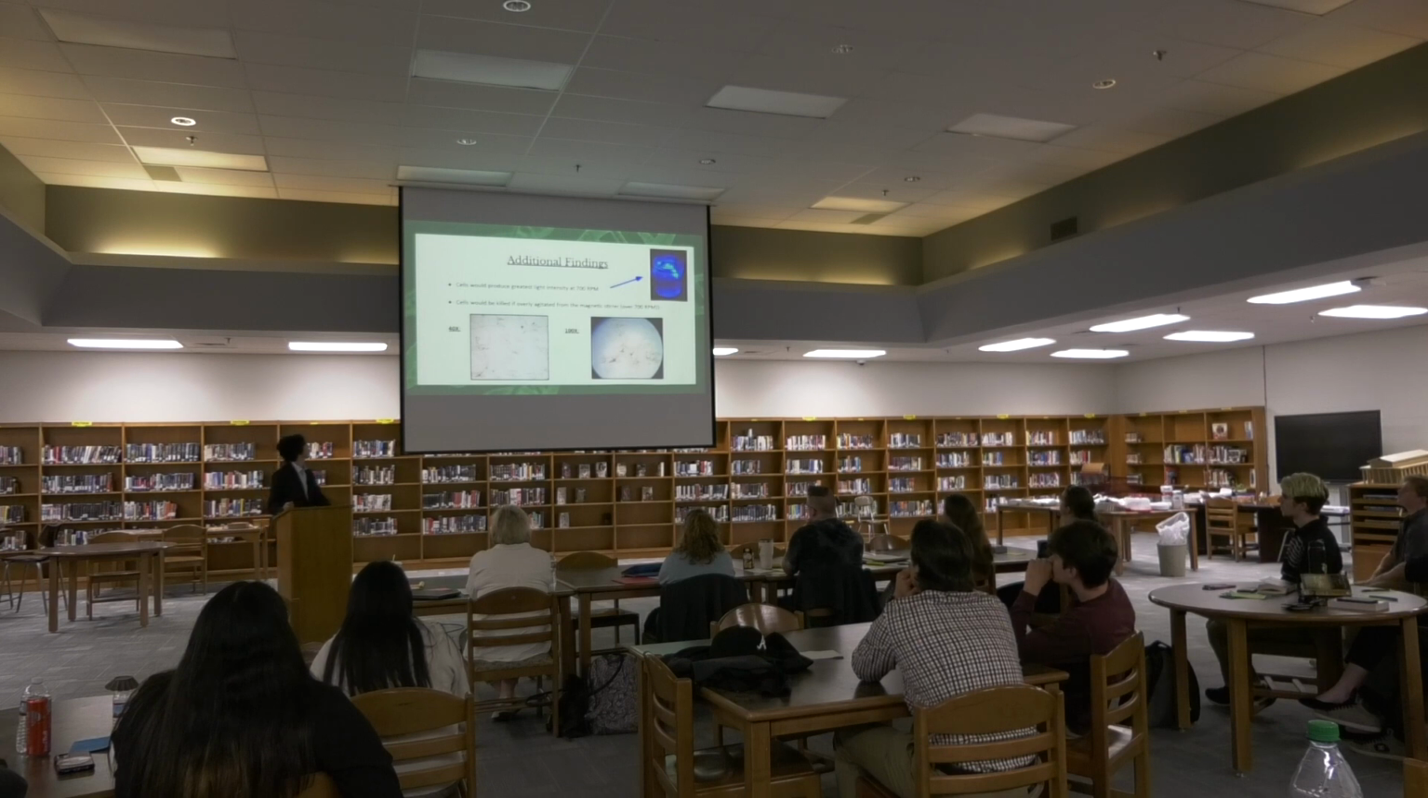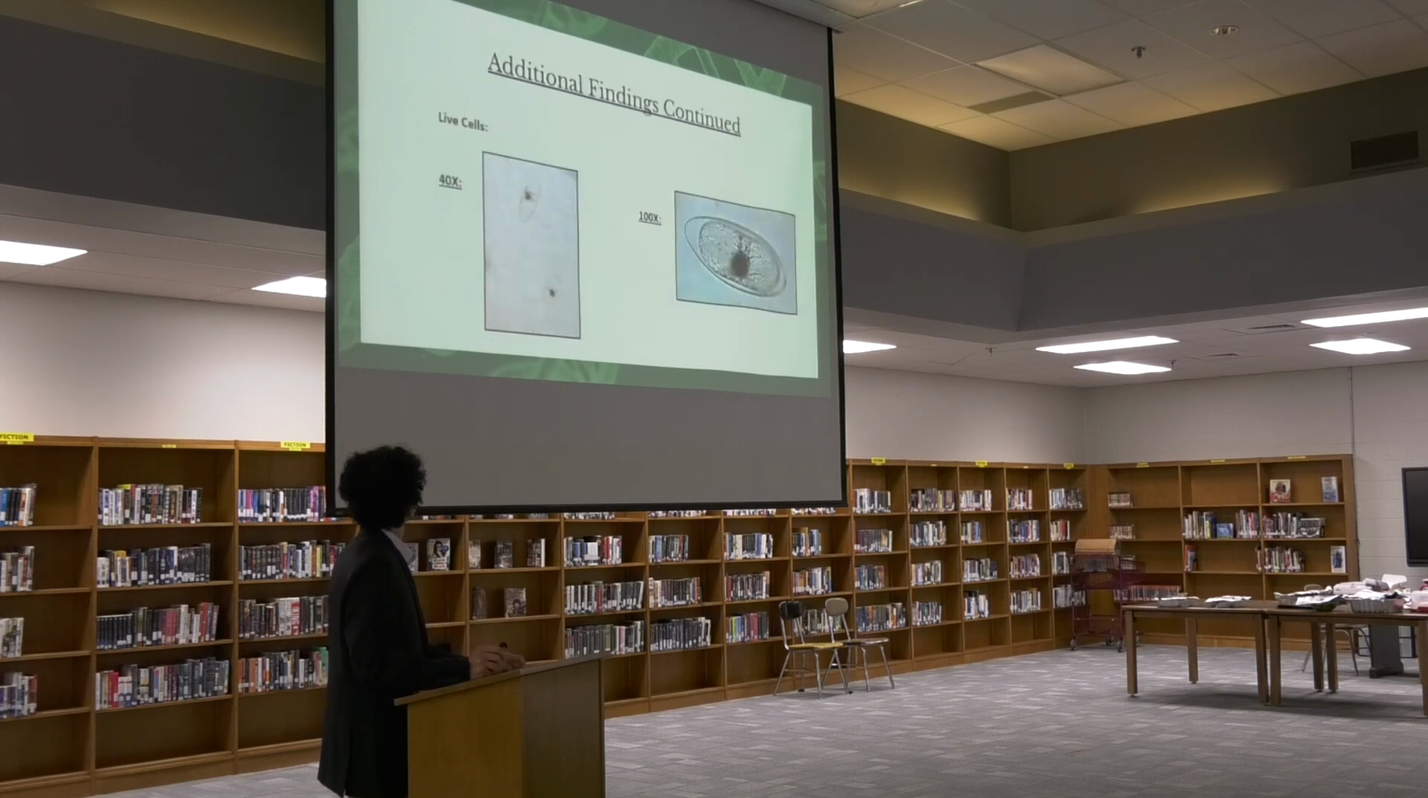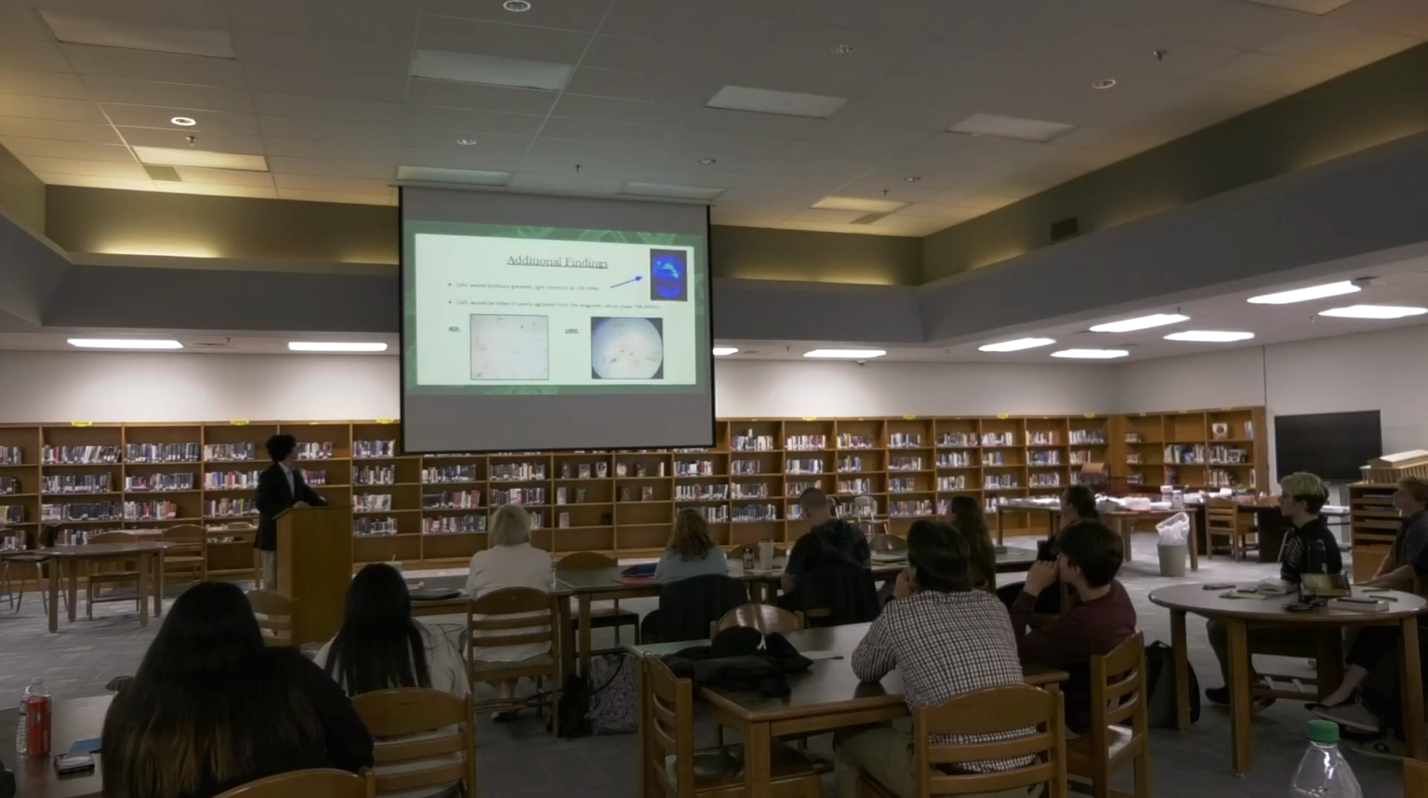Also, some additional findings would be that while trying to find the best speed for a magnetic stirrer, 700 RPM would create the highest bioluminescence, as can be seen on the right. And also, if placed over 700 RPM, these cells would be sadly killed, as they were seen below. When compared to cells that are live, it can be seen that rotational force, which has yet to be found by a proven and accurate study, can drastically kill and shatter these organelle walls.